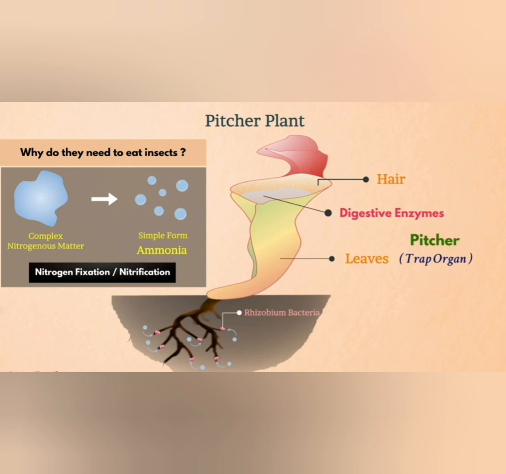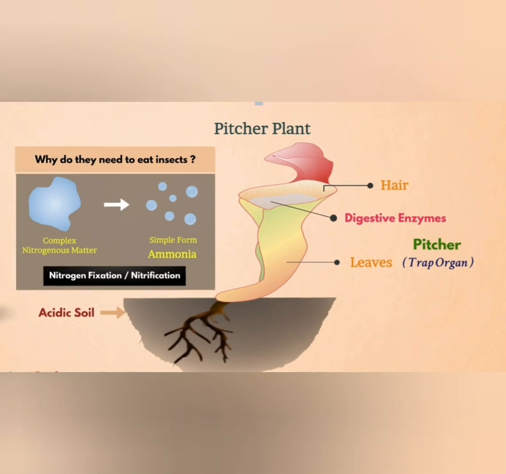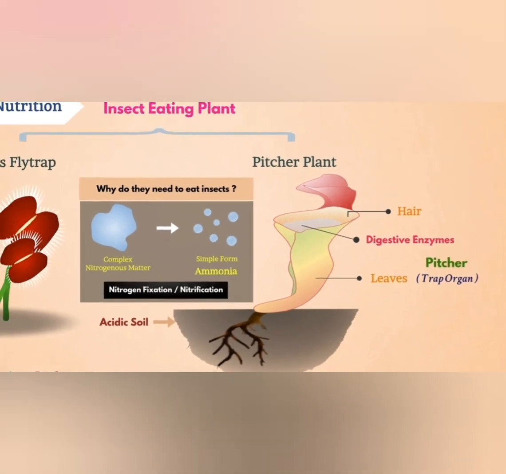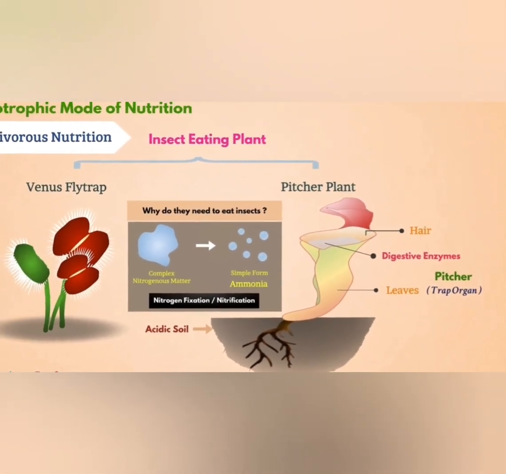But unfortunately, children, because of the acidic nature of the soil, this process cannot take place in the case of such plants. So that is why the plant searches for some other source of food, which is nothing but the insects. So this is why such plants need insects for their nutrition.